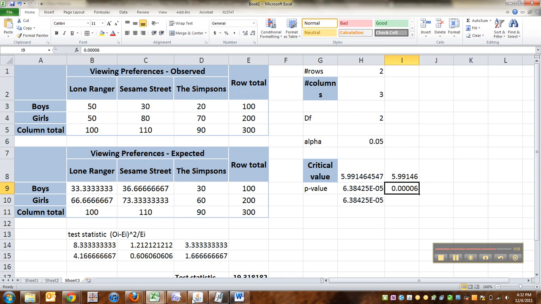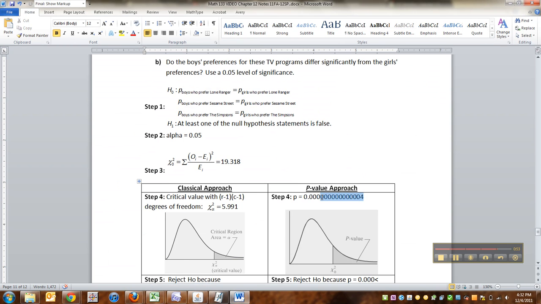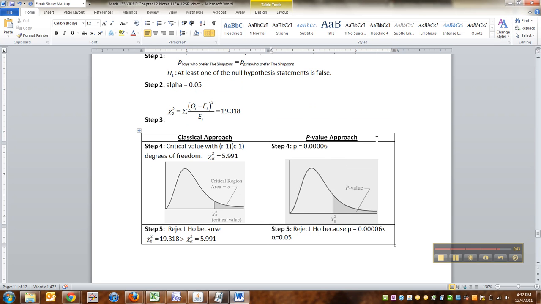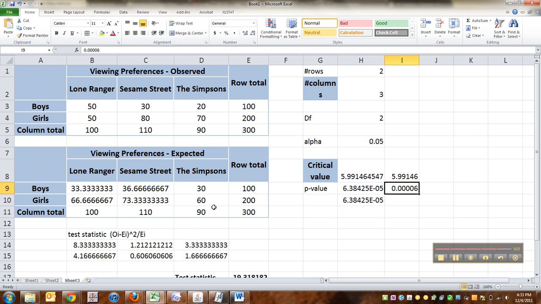Okay, so it's 0.00006, 4 zeros and a 6, which means we reject the null hypothesis because 0.00006 is less than our alpha, which I don't remember, yep, it was 0.05. All right. So that means that there is enough evidence to support the claim. Let me type this up. Hold on. There is enough evidence to support the claim that there's a significant difference between boys and girls' favorite TV shows. Now, real quick, let me put this also into StatCrunch.